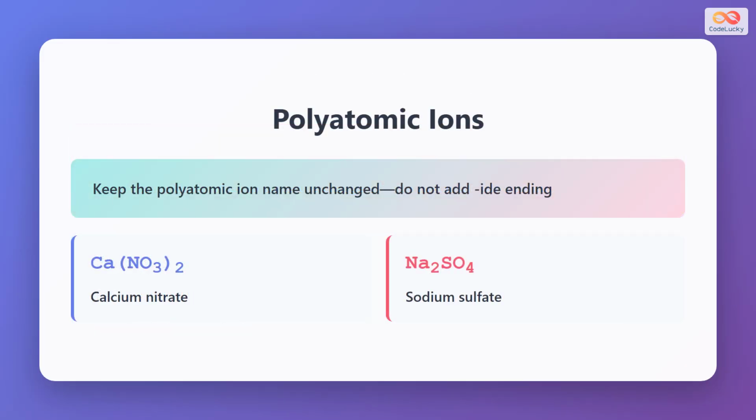Polyatomic ions are groups of atoms that carry a charge and act as a single unit. When naming compounds containing polyatomic ions, we follow a special rule. Keep the polyatomic ion name unchanged. Do not add the -ide ending to polyatomic ions. For example, Ca(NO3)2 is calcium nitrate. We keep the name nitrate exactly as it is. Similarly, Na2SO4 is sodium sulfate. The sulfate ion keeps its name without any modification. Learning common polyatomic ions and their names is essential for mastering ionic nomenclature.